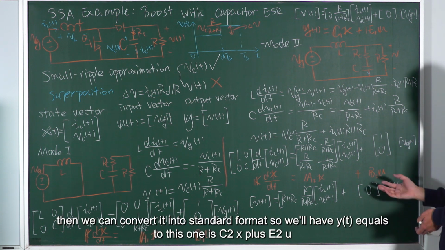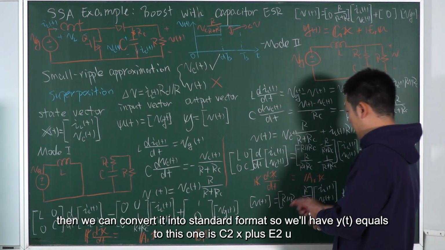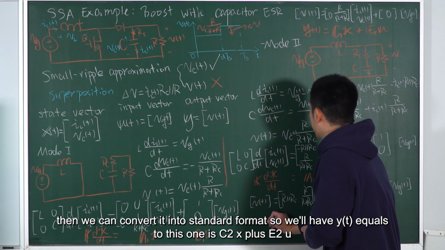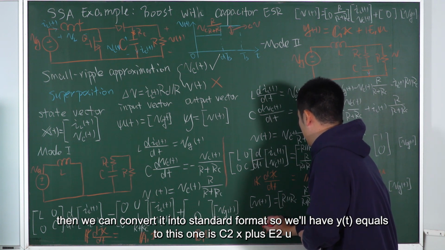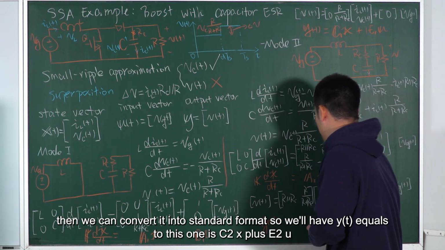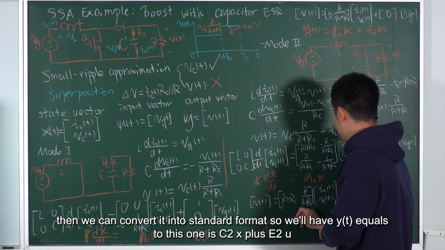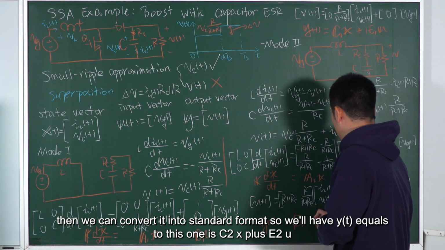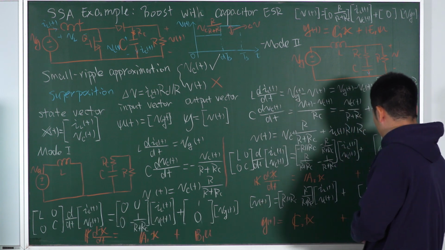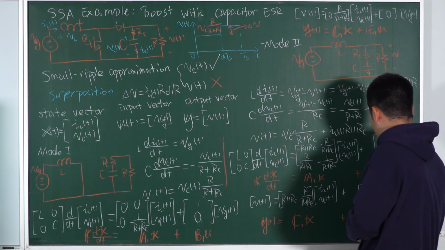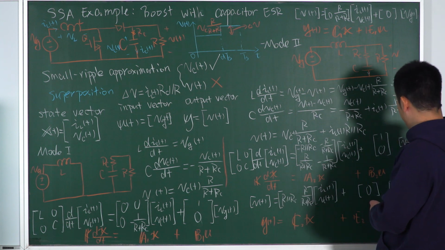Then we can convert it into standard format. So we'll have y(t) equals, this one is C2 x plus E2 u.